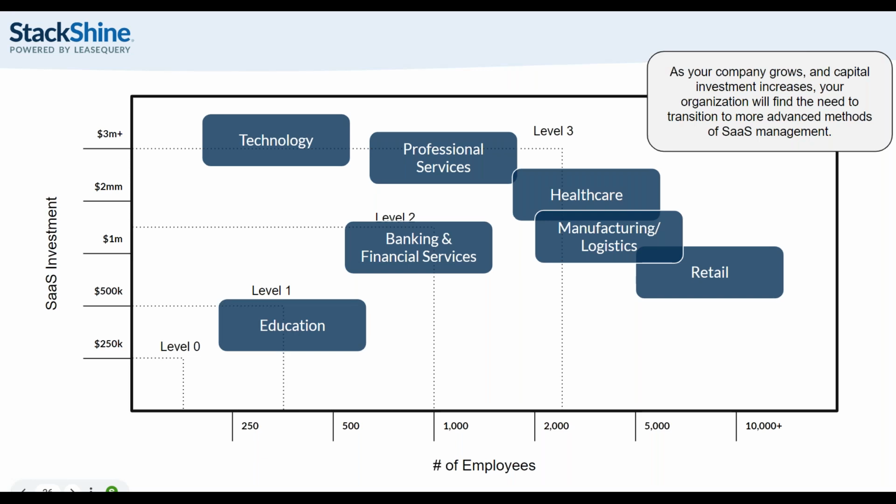So something like a technology company likely has fewer employees, maybe in the low hundreds, potentially up to 1,000 or so, but their SaaS investment is incredibly high. So even though they have fewer accounts and licenses to manage, every license is extremely meaningful because technology companies may have 20 to 30 SaaS apps per employee.